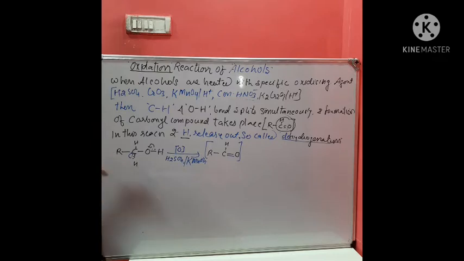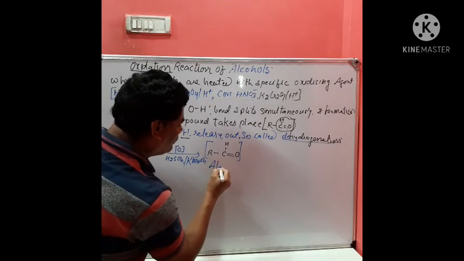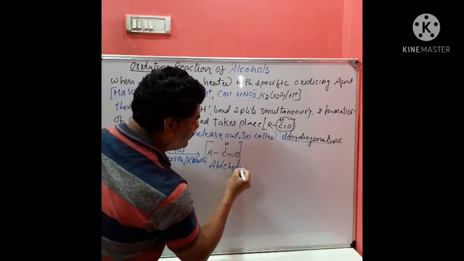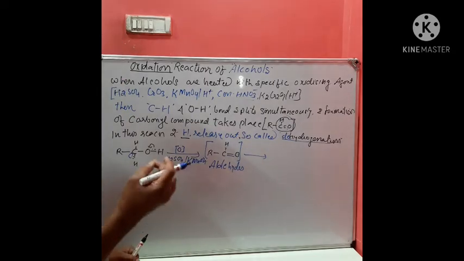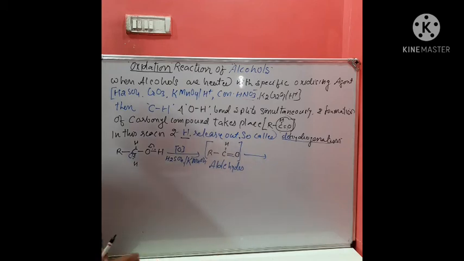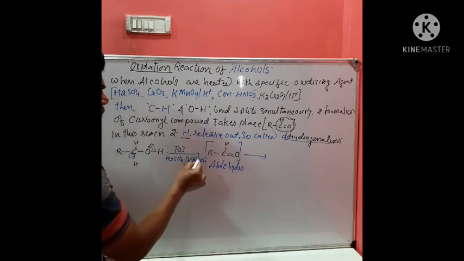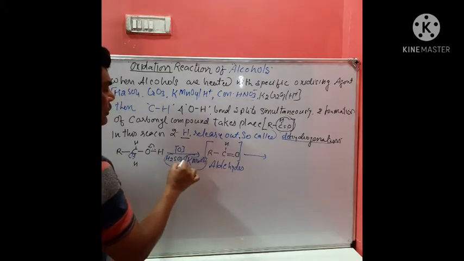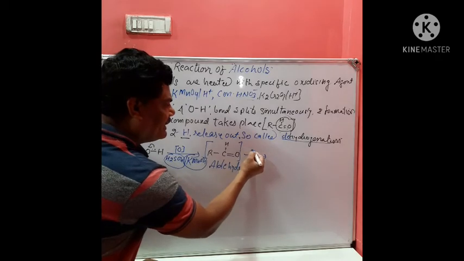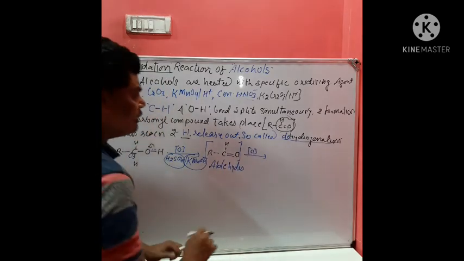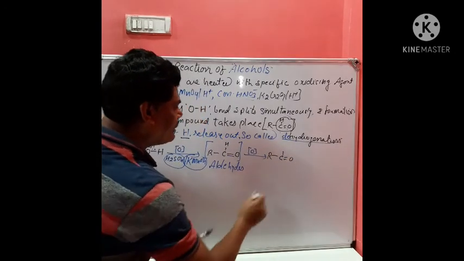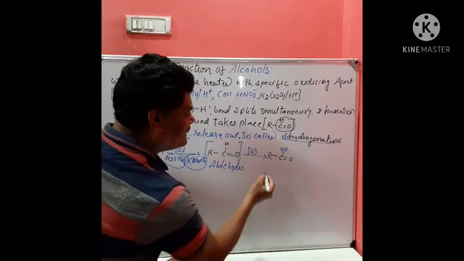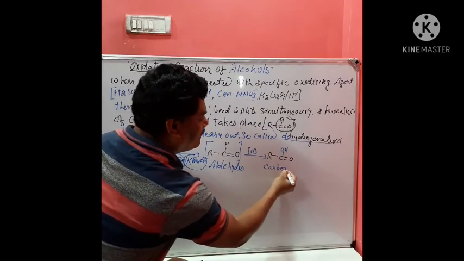So formation of a carbonyl compound will take place. Here I used a primary alcohol, therefore the primary alcohol will form an aldehyde. Student, you know that an aldehyde can be easily oxidized even using a mild oxidizing agent like Fehling's solution, Tollens' reagent, etc. Otherwise, if you are using a strong oxidizing agent like KMnO4 and H2SO4, then it readily oxidizes, and on oxidation it converts into R, C double bond O, and OH. That is, formation of carboxylic acid will take place.